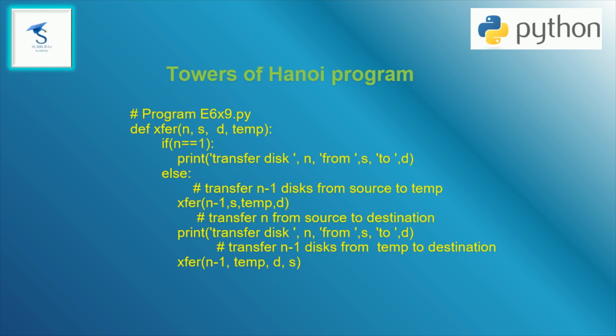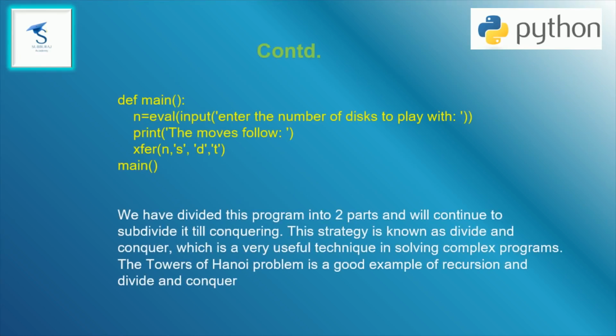Some points to be noted in the above program are given below. The program in the main function asks the user to enter the number of disks to play with. The number entered should be a positive number. Then the main function invokes the function XFER and passes the value entered by the user. In the XFER function, if the number of disks is 1, then the disk is transferred from S to D. If the number is not 1, the else block is invoked and the problem is solved recursively. The main function calls the XFER function with 4 parameters, n being the number of disks proposed by the user.